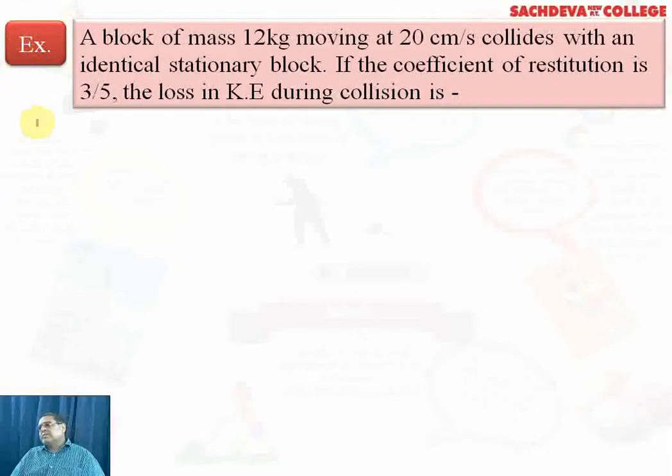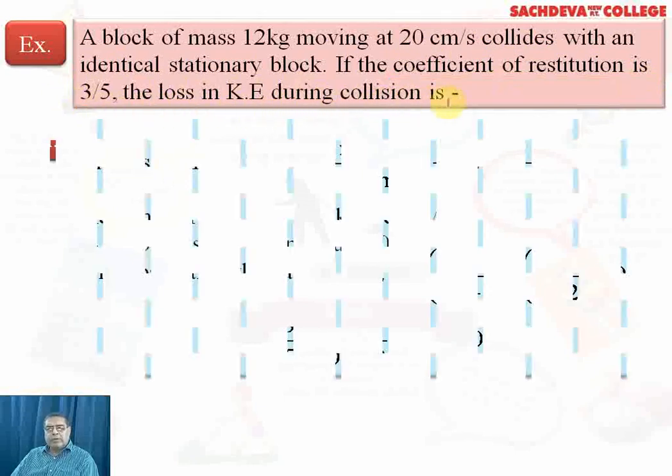Now in our next example, the mass of the block is 12 kilograms. It is moving at 20 centimeters per second. So the mass of 12 kg, moving with a speed of 20 centimeters per second, collides with an identical stationary block. Obviously, it will come to rest. So if the coefficient of restitution is 3 over 5, what will be the loss in kinetic energy during collision?